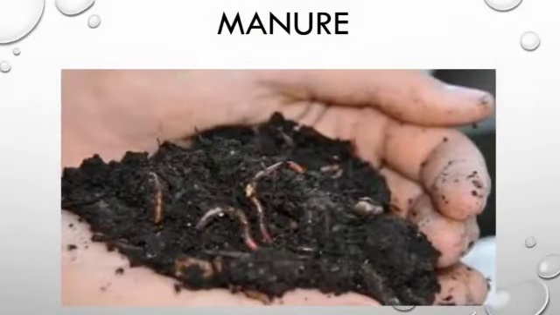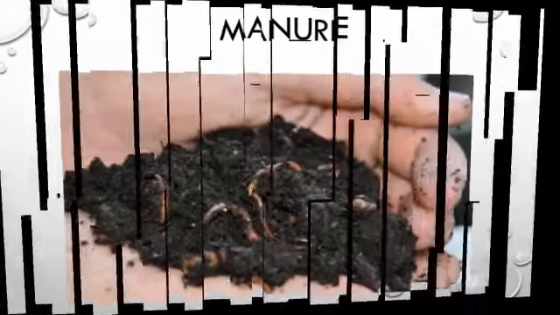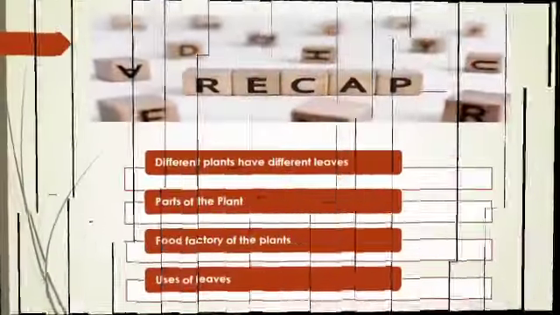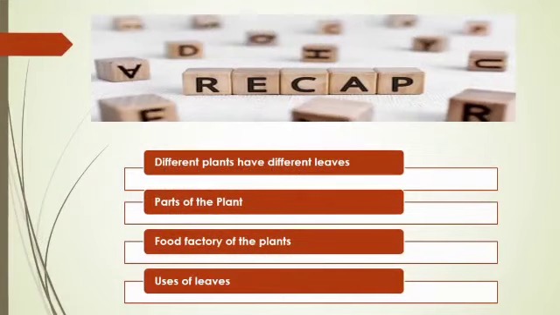What is manure? Manure is a substance added to the soil which helps the plants to grow. Manure gives nutrients to the soil. These nutrients are absorbed by the plants from the soil and it grows well. These are the uses of leaves.